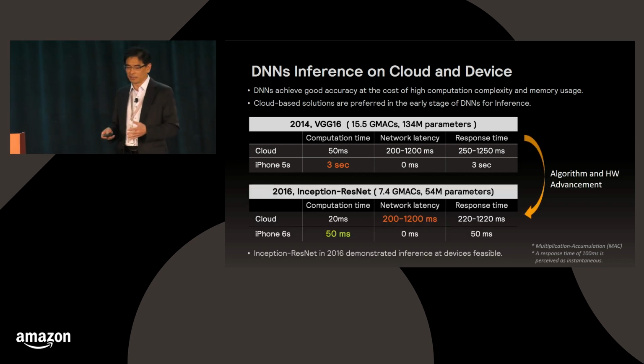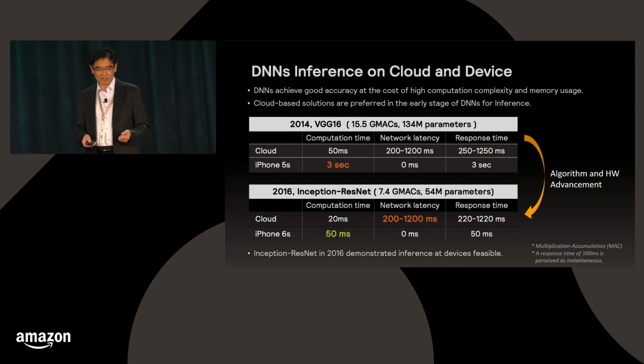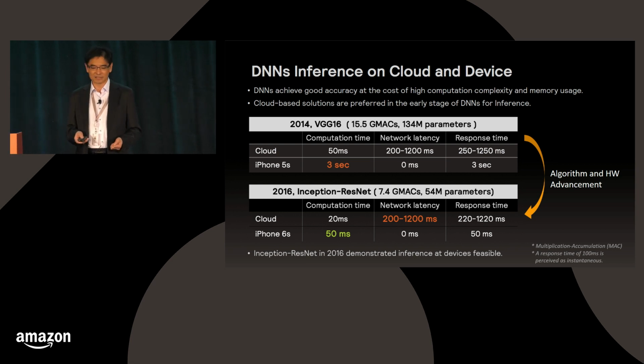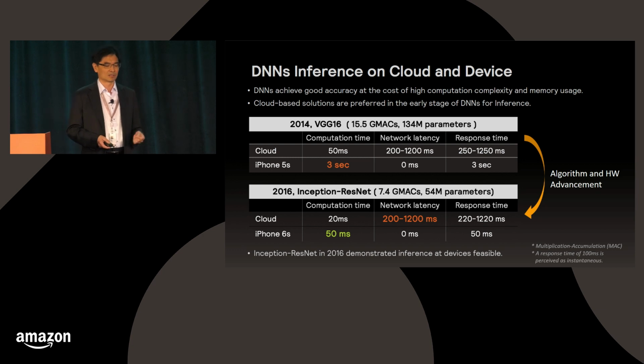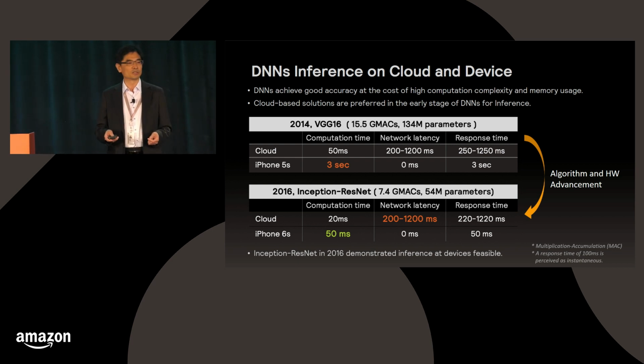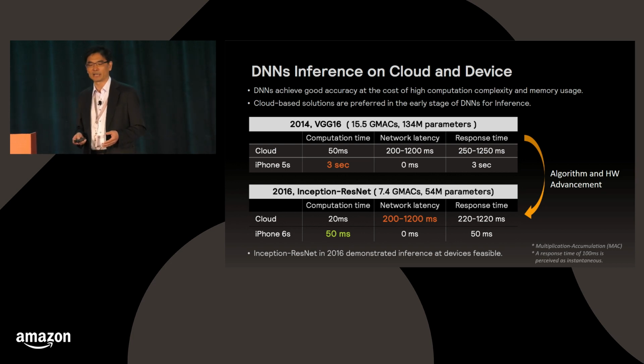Then as the algorithms and hardware advanced, in 2016 the network evolved to Inception ResNet. You can see the numbers here. I'm not going to go into detail. You can see the complexity of the network is reduced by more than half. So running this network on cloud, though the computation time is reduced to below 20 milliseconds, it is still dominated by the network latency, so not much improvement.